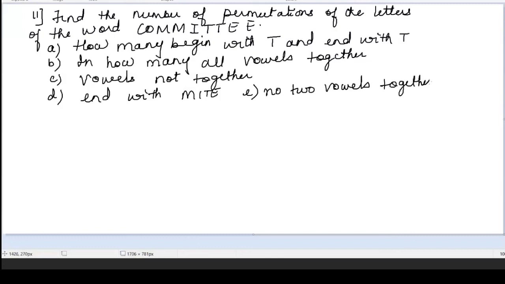Okay. So quickly find out from the word COMMITTEE how many letters are there. How many letters are there? First, 1, 2, 3, 4, 5, 6, 7, 8, 9.